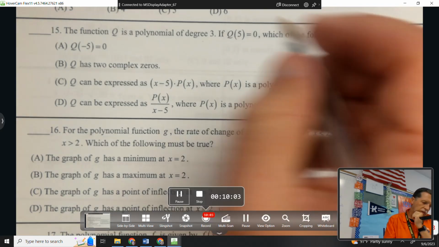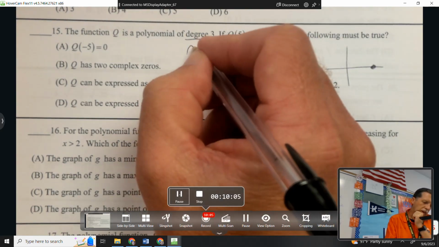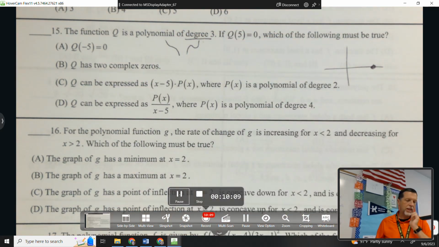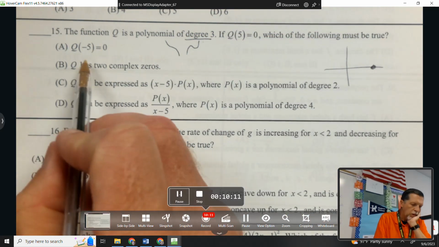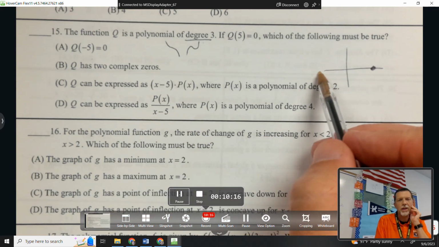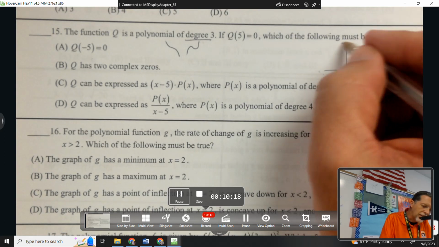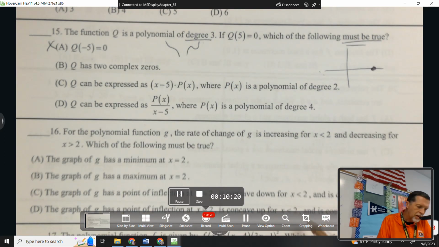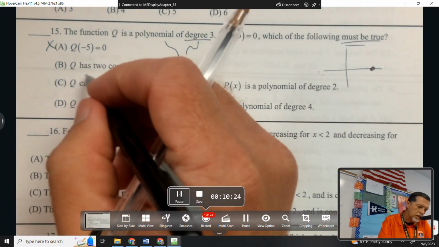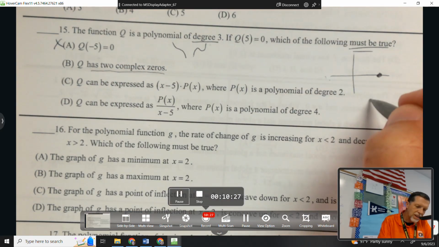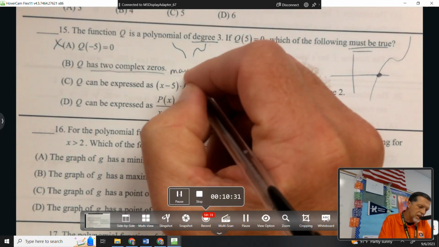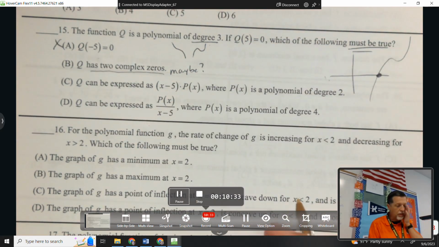Okay, so degree 3, so I'm thinking cubic, something like that. Q of negative 5 equals 0. I don't know, maybe, but that's definitely not a must be true. Q has 2 complex zeros. Yeah, maybe if it does the wiggle thing like that. But I don't know that that's a must be true situation.